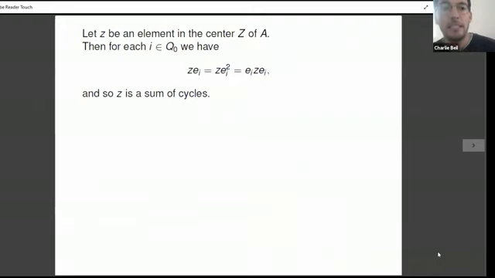So let Z be an element of the center of A, and I'll use capital Z for the center. Then for each i, we have that Z e_i equals Z e_i squared, because e_i is a vertex idempotent. Then because Z is central, we can move one of the e_i's past the Z. So we get that Z is the sum of cycles.